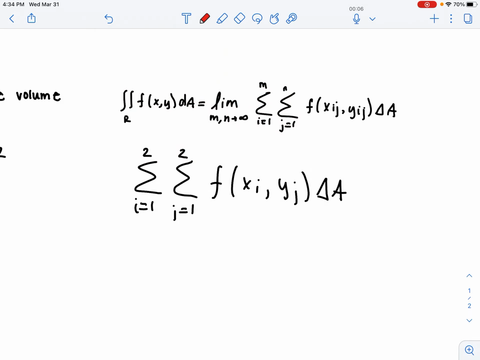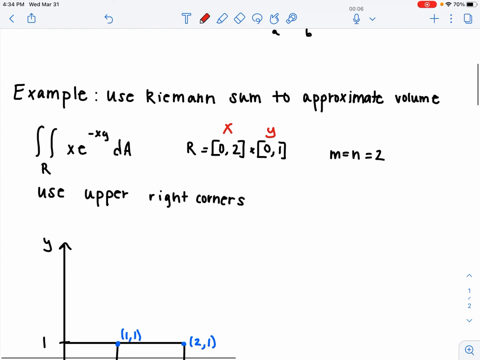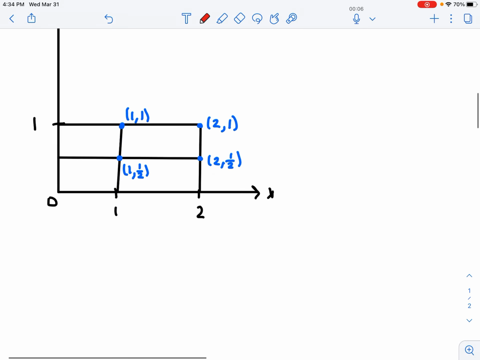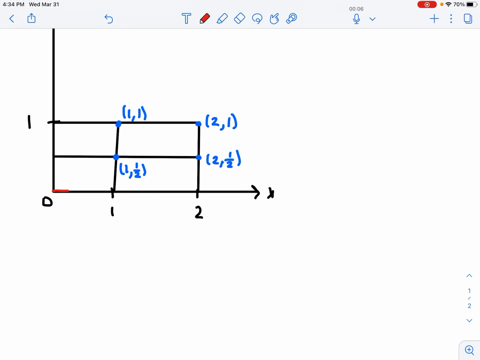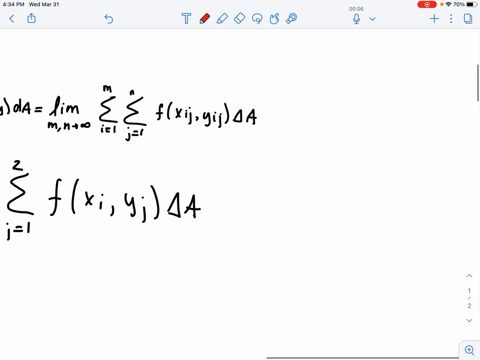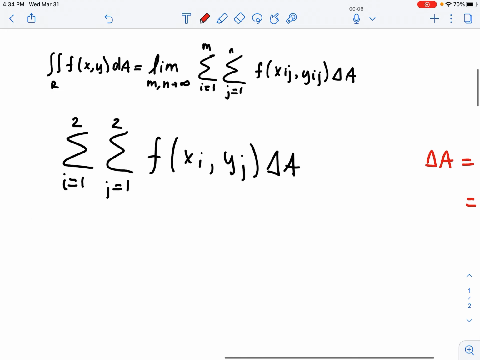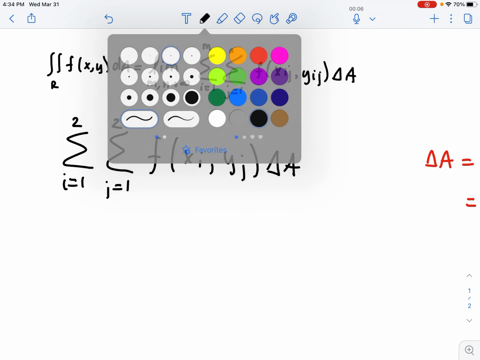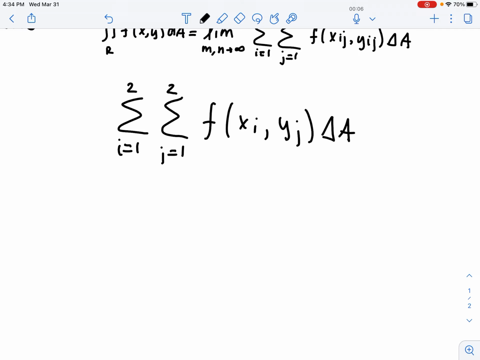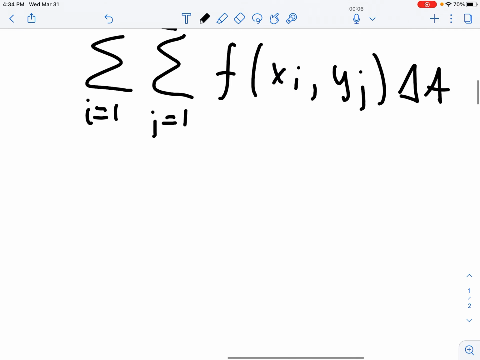To get delta A, which is just the change in area for each rectangle, we'll go back to our drawing here, and we have 1 here and 1/2 here. So all we need to do is 1 times 1/2, which just equals 1/2. So back to our formula. We're going to plug in our coordinates that we got.